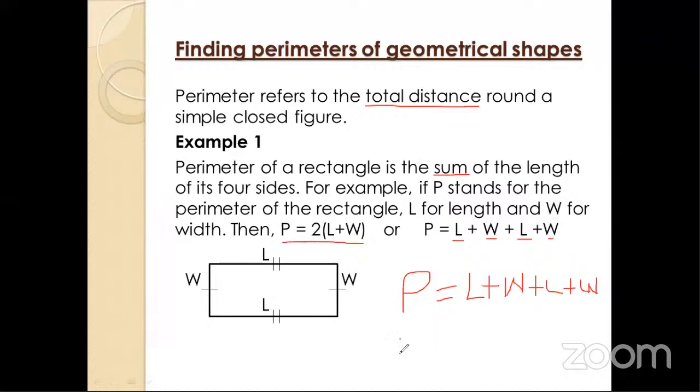Or you can say perimeter. Another method: perimeter is equal to 2 into bracket length. So it means there are 2 L.